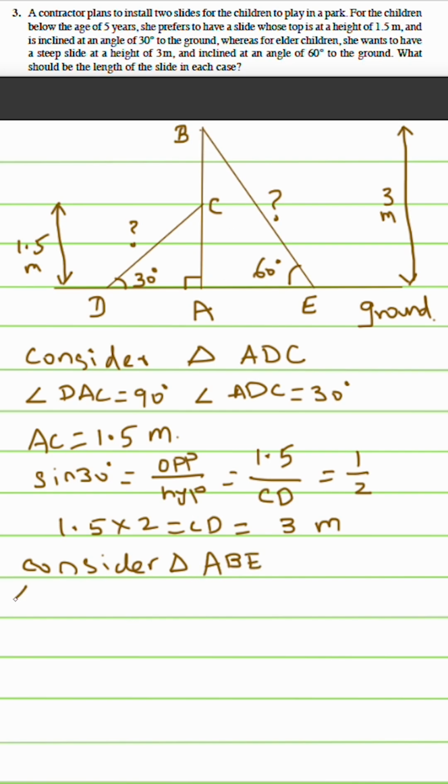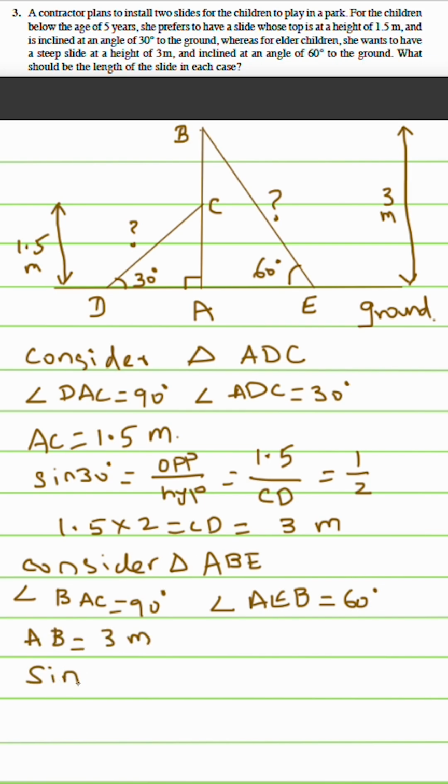Now let's consider the other triangle ABE. In this, angle BAE is 90 degree and angle AEB is 60 degree. So here also we know the height AB as 3 meter. Here also let's find sine 60 degree. Sine 60 is opposite side by hypotenuse. Opposite side we know the length as 3 meter and the hypotenuse, let's keep it as it is, which is BE, and the value of sine 60 we know it is root 3 by 2.